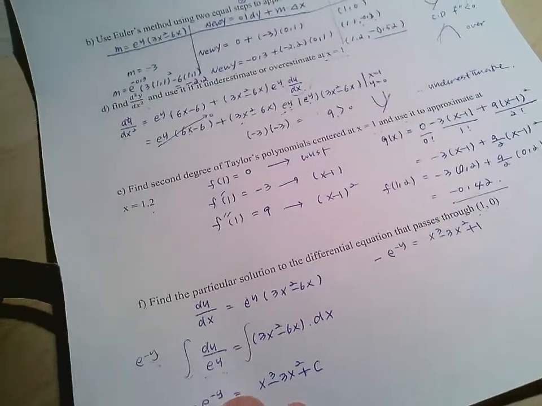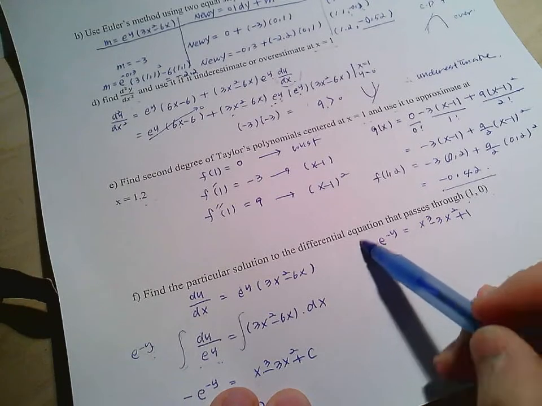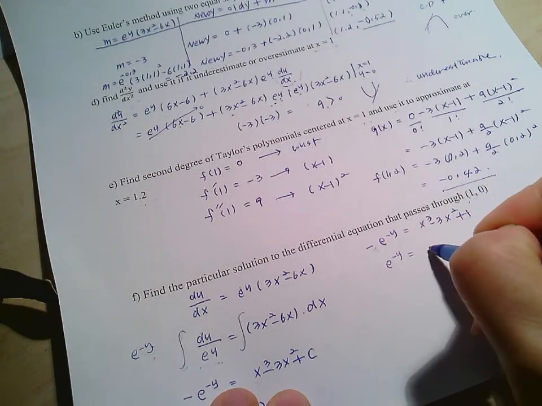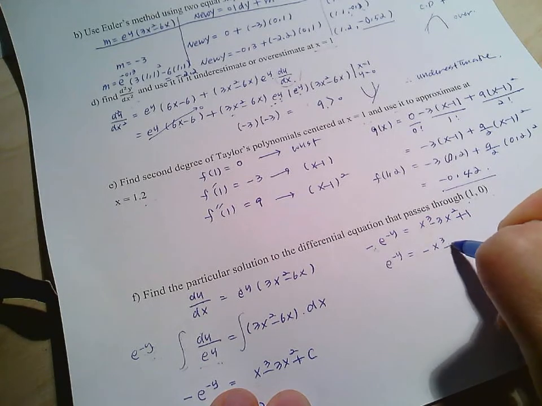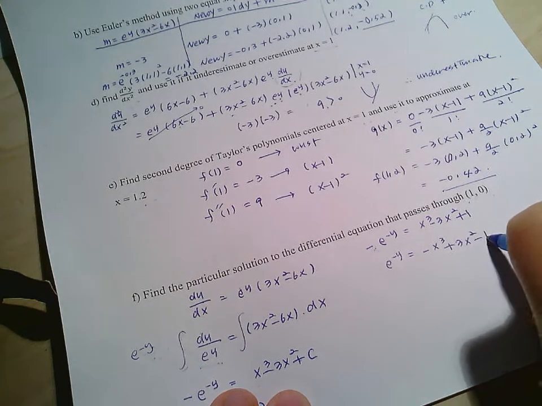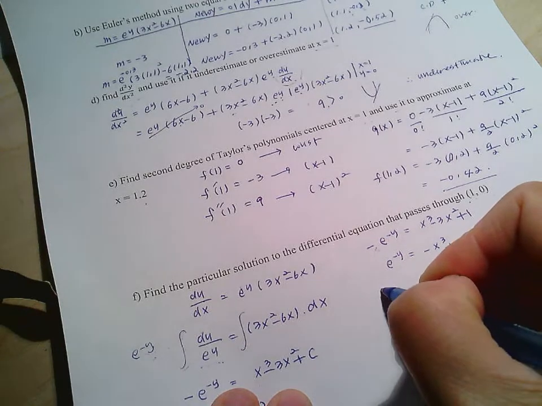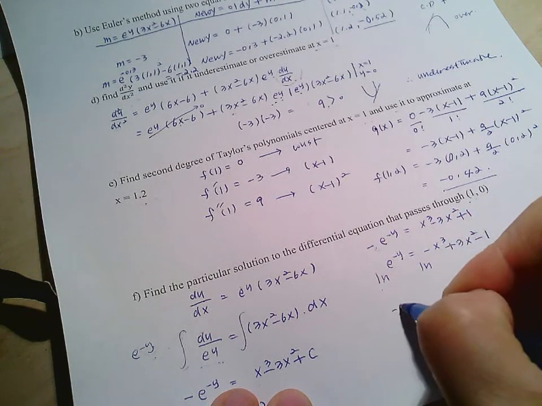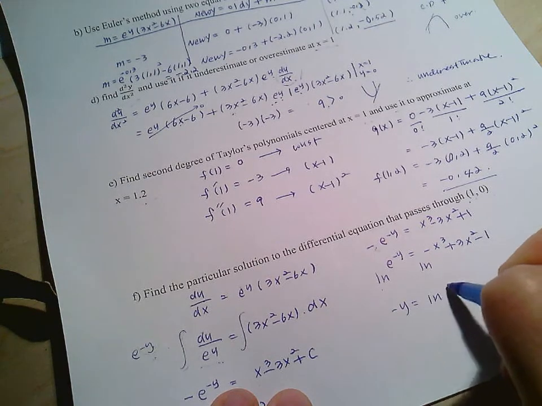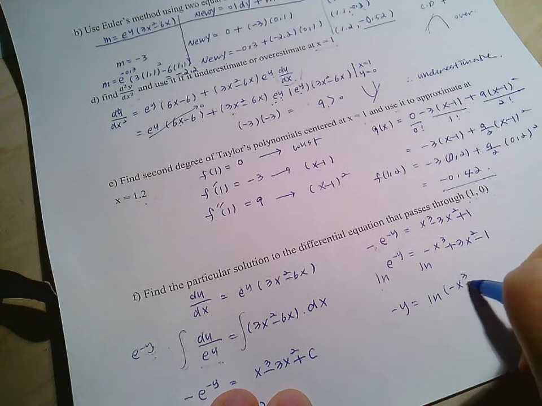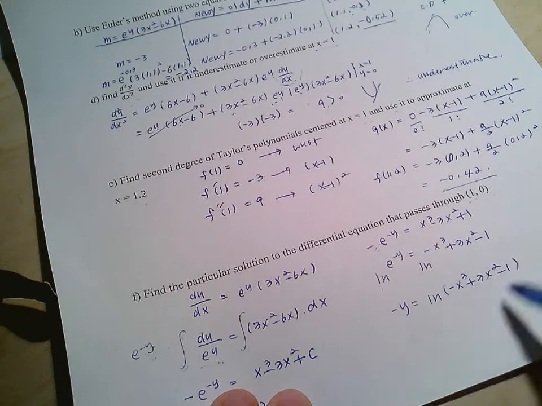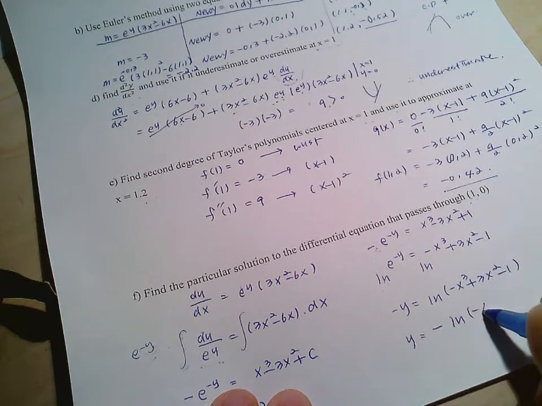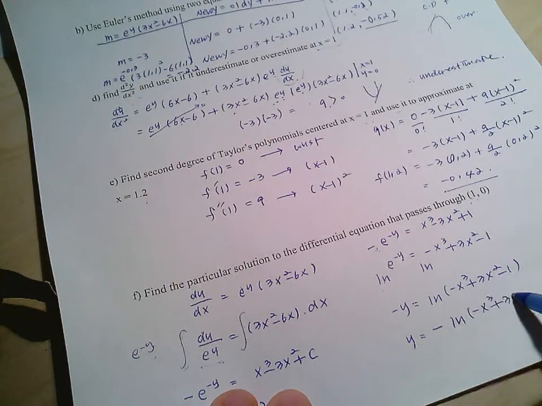Now, before we take the ln, we have to get rid of the negative sign, so multiply everything by negative, which is e to the negative y equals negative x to the third plus 3x squared minus 1, and then we're going to take the ln. If you take the ln on each side, you can cancel out, so carry the negative y, so ln of negative x to the third plus 3x squared minus 1. So y equals negative ln of negative x to the third plus 3x squared minus 1.